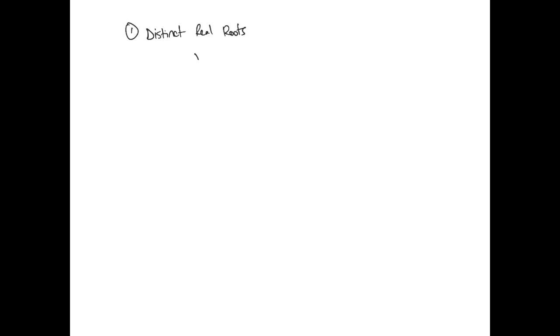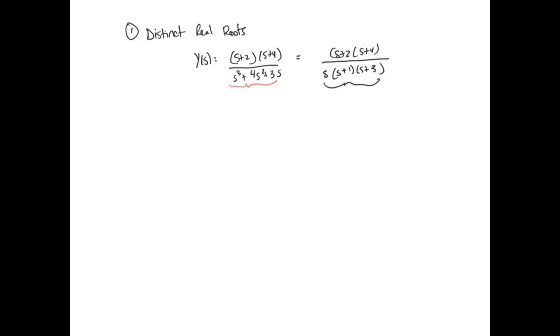So I'll rewrite the fraction. Let's say we have y of s is equal to (s plus 2) times (s plus 4) divided by s cubed plus 4s squared plus 3s. The first thing that you need to notice here is that this expression in the denominator can be factored. So this is equal to (s plus 2) times (s plus 4) divided by s times (s plus 1) times (s plus 3). So what we've done here is we've now identified the three roots of our equation.